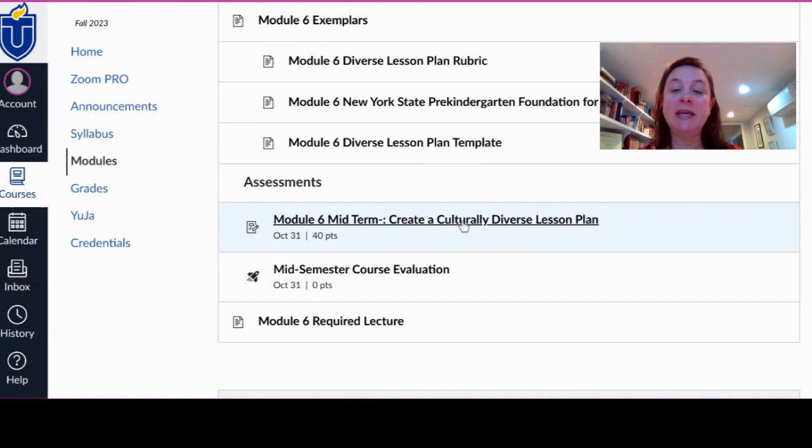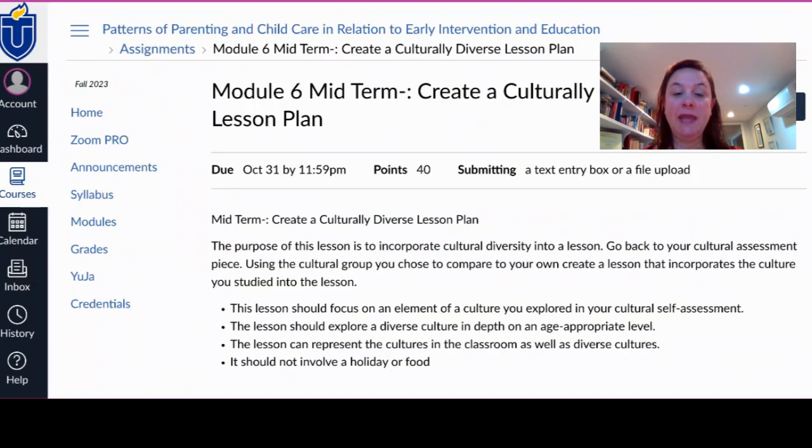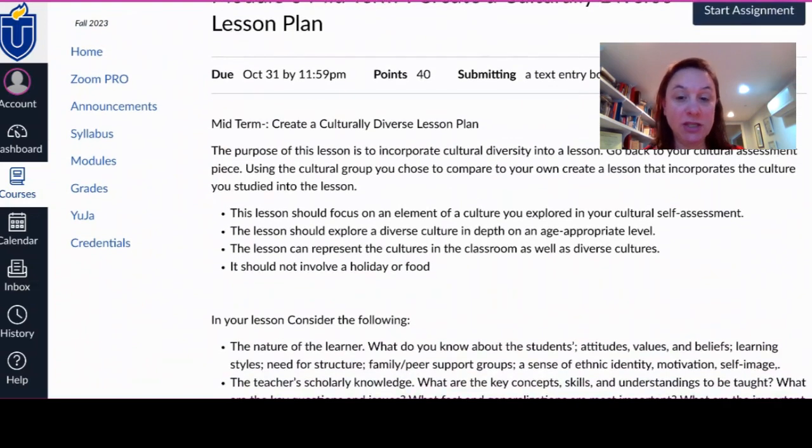And here is create a culturally diverse lesson plan. So you're going to click in, and it's going to show you what we need to do. So the purpose of this lesson is you're going to create a culturally diverse lesson plan that's based on your cultural self-assessment. So a lot of people get a little stuck here and they think, I'm going to do a lesson plan on diversity. It's not on diversity. It's on the cultural group that you chose to compare to your own, or you can even use your own cultural group to create a lesson that incorporates that culture that you studied into the lesson.